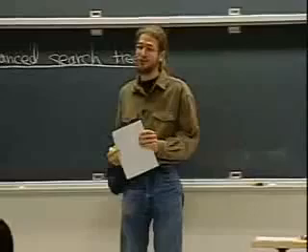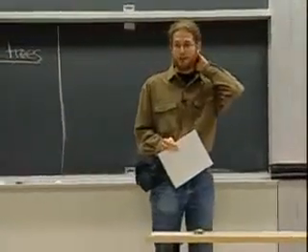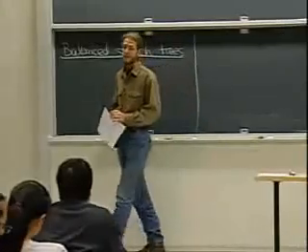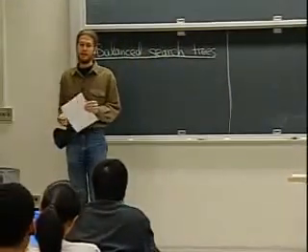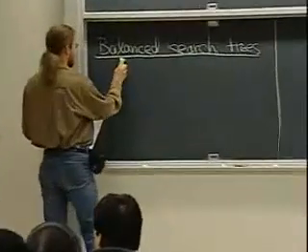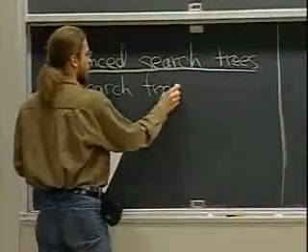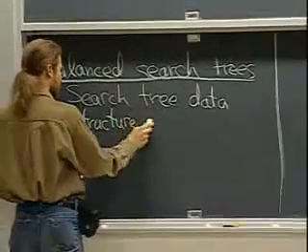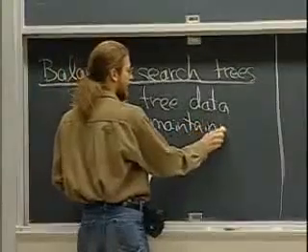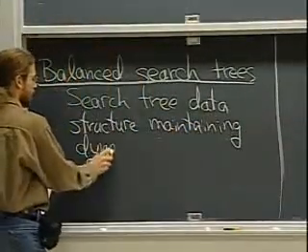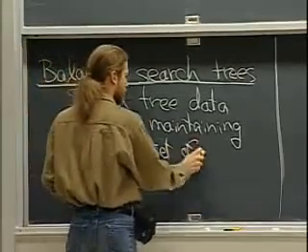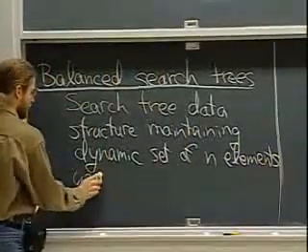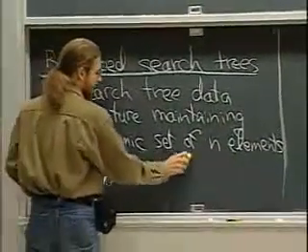Today we're going to talk about balanced search trees. Now, we've hinted at this for a while. Our goal today is to get a search tree data structure so we can insert, delete, and search, all in log n time per operation. So we want a tree that's guaranteed to be log n in height. That's a balanced search tree data structure. We want a data structure that can maintain a dynamic set of n elements in log n time per operation, using a tree of height order log n.